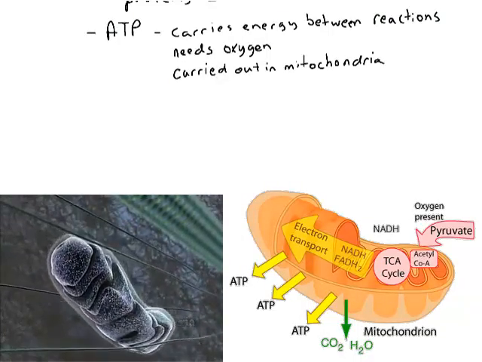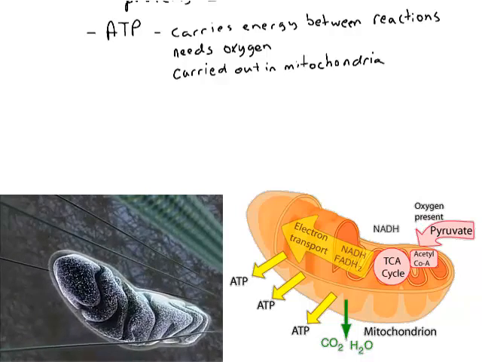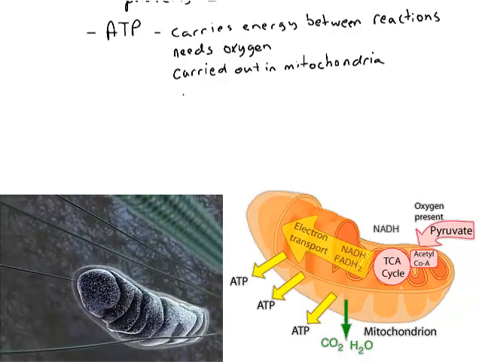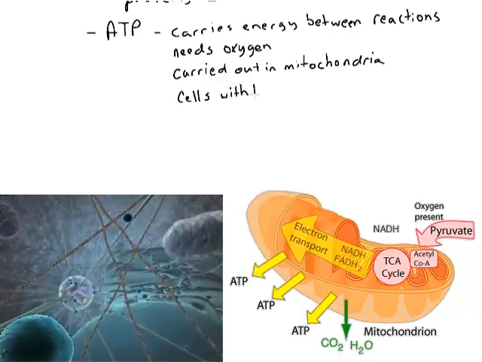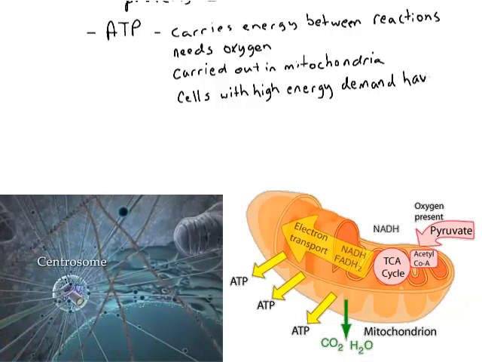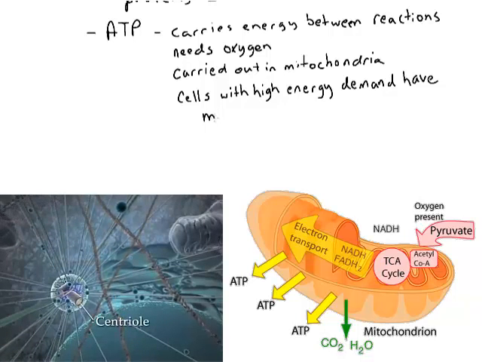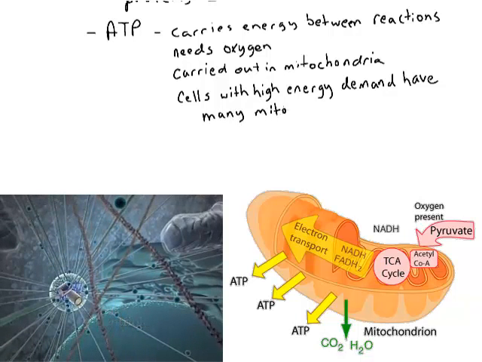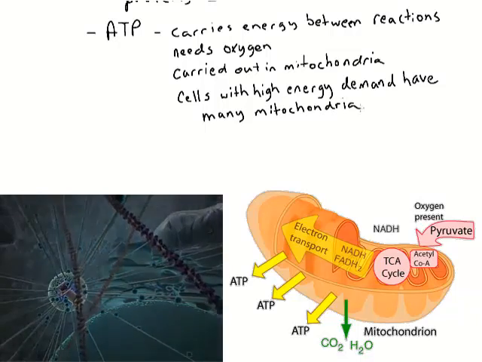Most eukaryotic cells have mitochondria, ranging from having only one, such as with yeast, to thousands like we would see in a human skeletal muscle. Now, cells that have high energy demand will have a lot of mitochondria.